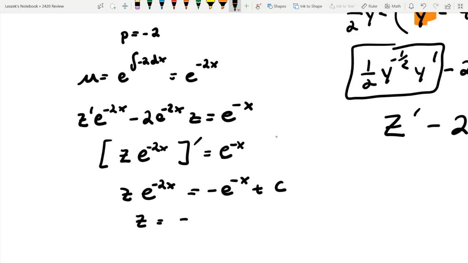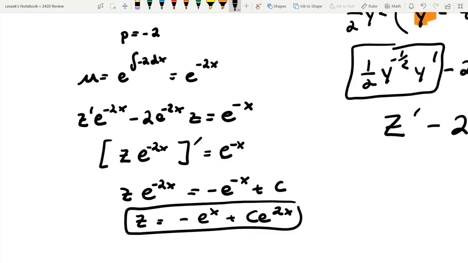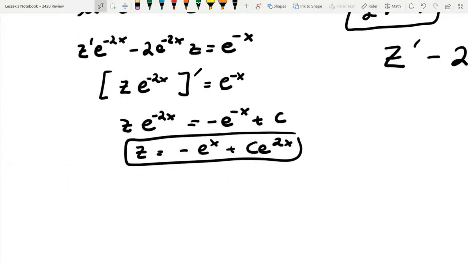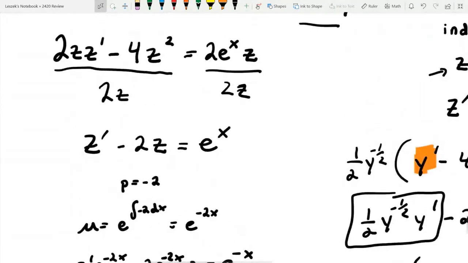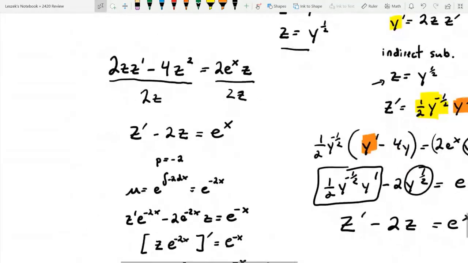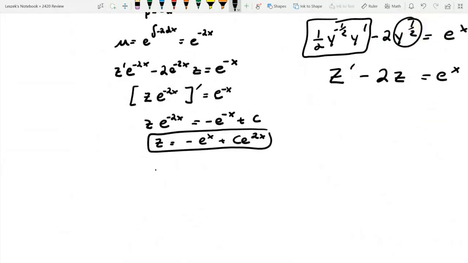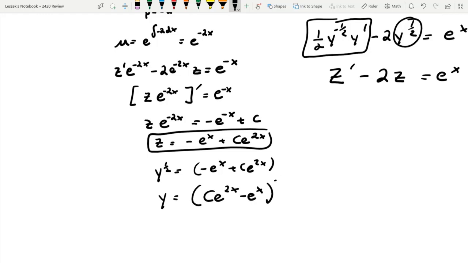Okay, and that's a general solution. But we know that z is really what? What did we say z was? Z is equal to y to the half. So this is... If you'd like to solve for y explicitly, you just square both sides. Voila.